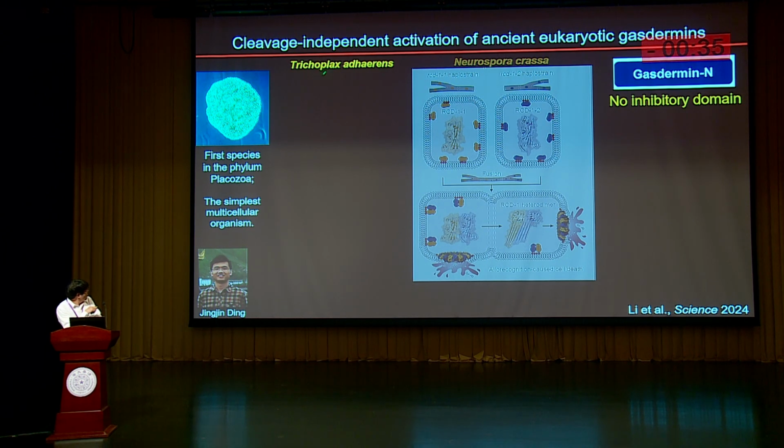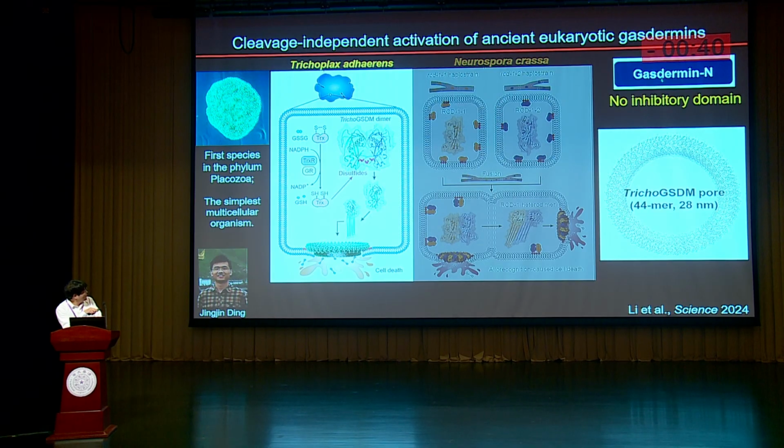In this organism called Trichoplax adhaerens, we found that this protein only contains a gasdermin pore-forming domain. This protein forms a dimer at the inactive state. The dimer is linked by disulfide bonds. Under redox conditions, the disulfide bonds get reduced, and then the monomer becomes active to oligomerize into a very giant pore, with 44 subunits and 28 nanometers.